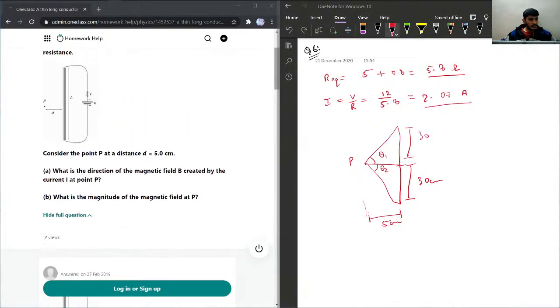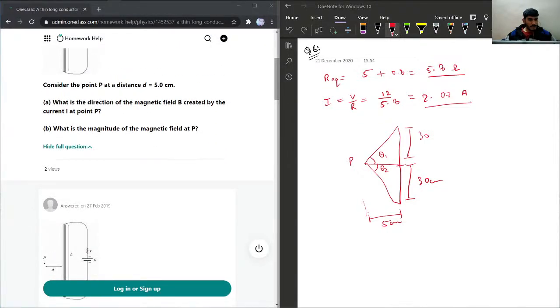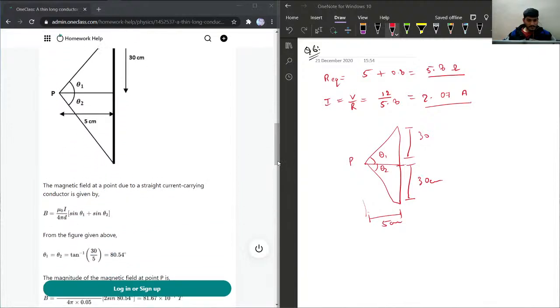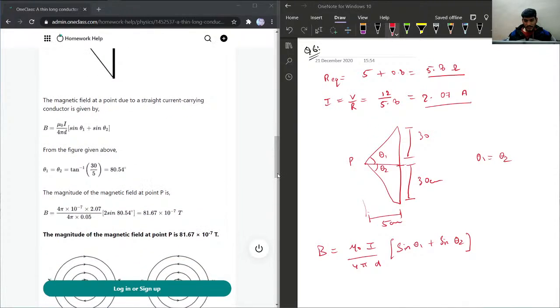So the distance d is given as 5 centimeter, and what is the direction of current, and the magnitude of field. Okay, so the magnetic field at point P on a long current carrying conductor can be given by mu naught I over 4 pi into the distance d, and we have sine of theta 1 plus sine of theta 2. So here we can easily calculate the sine of theta 1, and as theta 1 is equal to theta 2, this can be easily calculated.